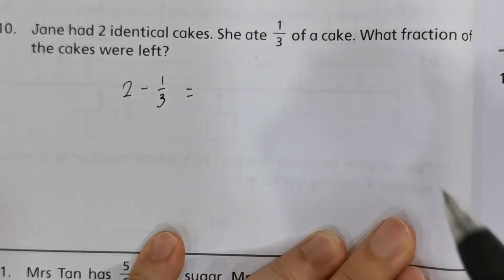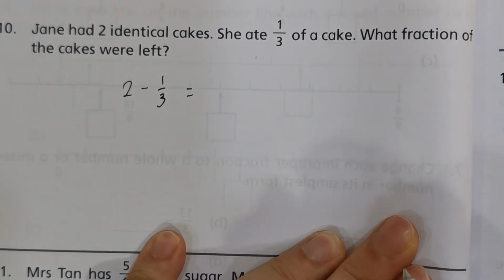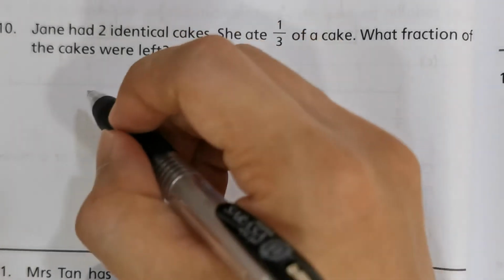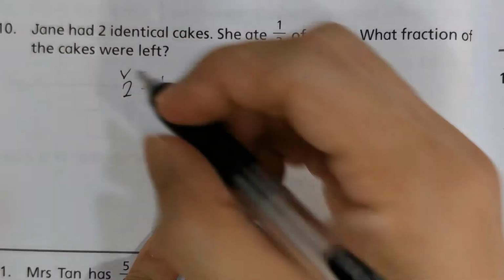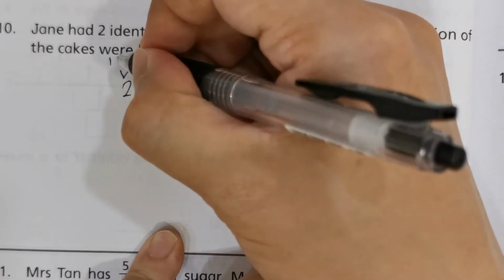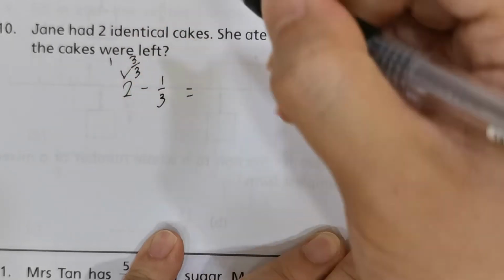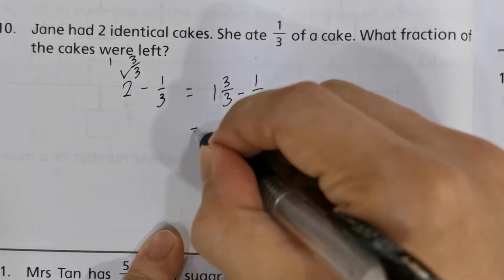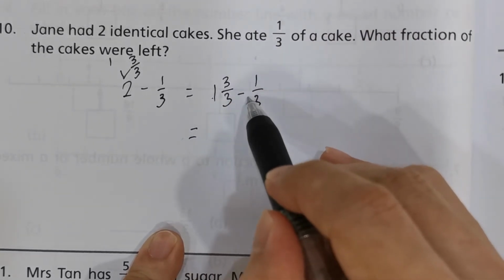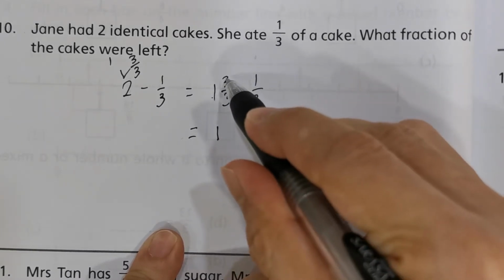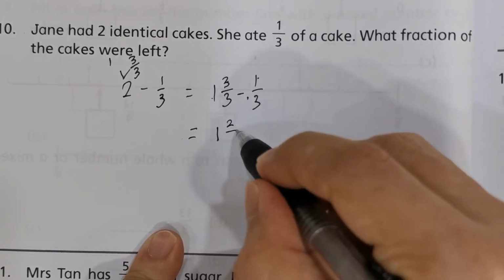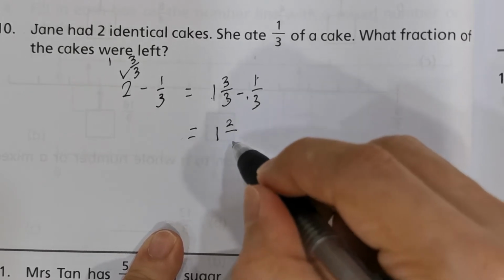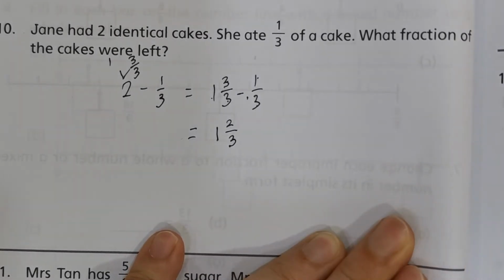Now, I'm not sure if you have watched my videos about addition and subtraction of fractions. So, I will do it in this way. I will split this up into 1 whole and 3 out of 3 here. So, 1 whole, 3 out of 3 minus 1/3. 1 whole minus no whole here, so it's still 1 whole. 3 minus 1, 2. Now remember, denominator got to be the same. So this will be our answer. What fraction of the cakes were left? 1 whole, 2 over 3.